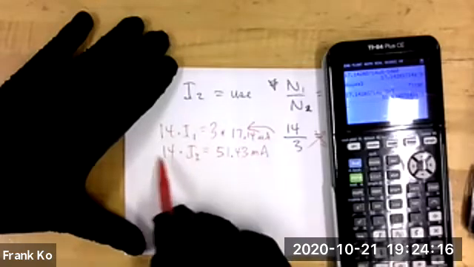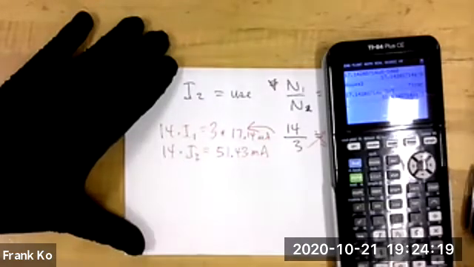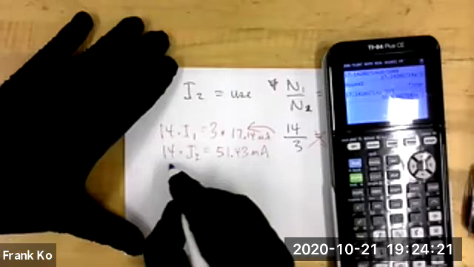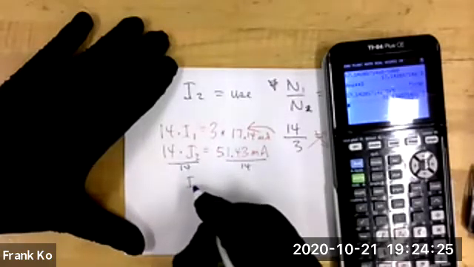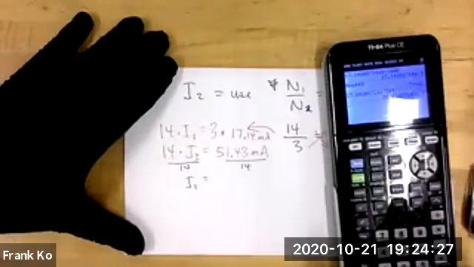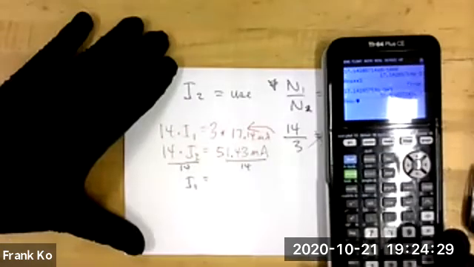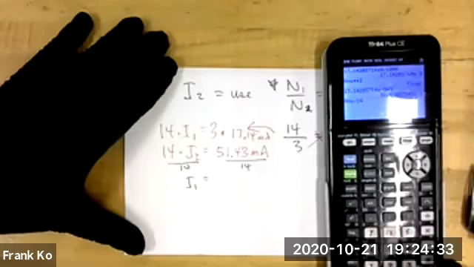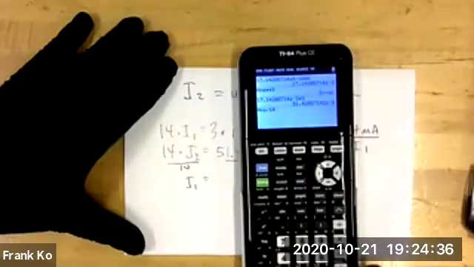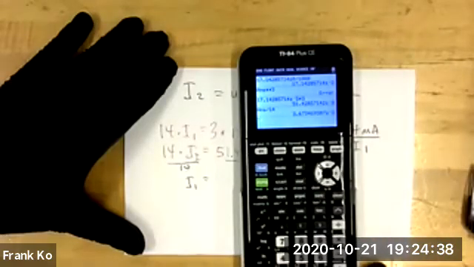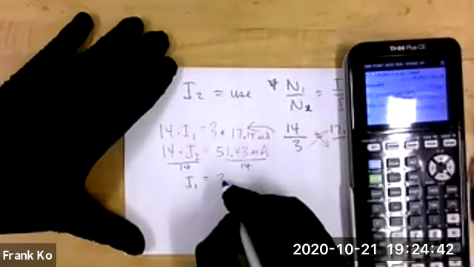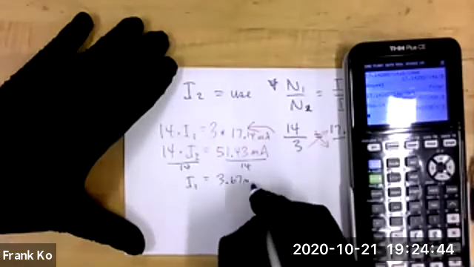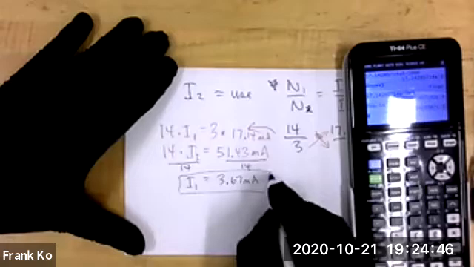And now, how do I get rid of this 14 on the left side of the equation? Divide both sides by 14, yeah? And that will leave me with an I1. So if I simply now hit divide by 14, your calculated results, Jeremy? It should be 3.67. 3.67 what? Milliamps. 3.67 milliamps. That's your I1.